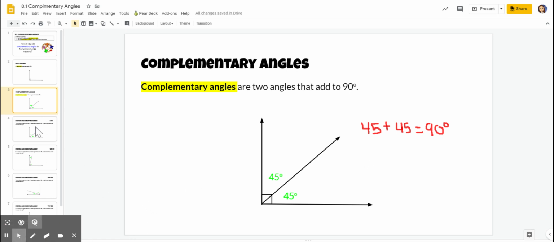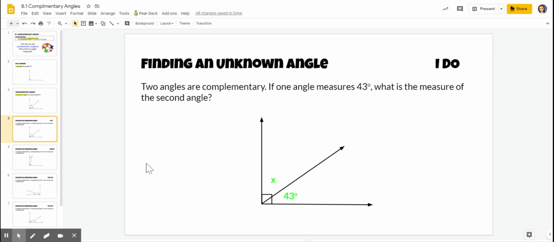Let's take a look at another example. Check this one out. This example says two angles are complementary. Let me get my annotator here. Two angles are complementary. If one angle measures 43 degrees, what is the measure of the other angle, of the second angle?